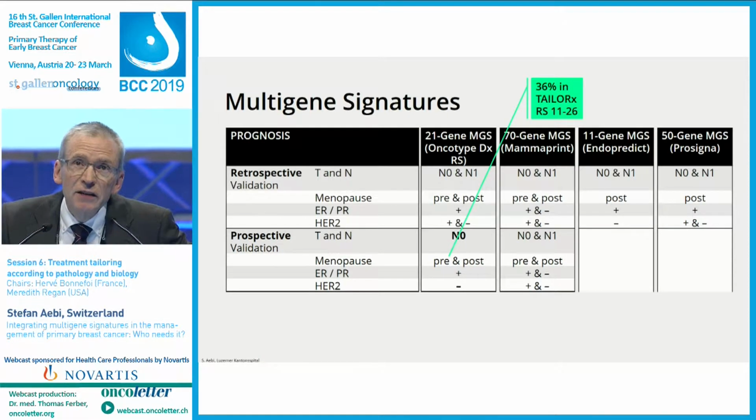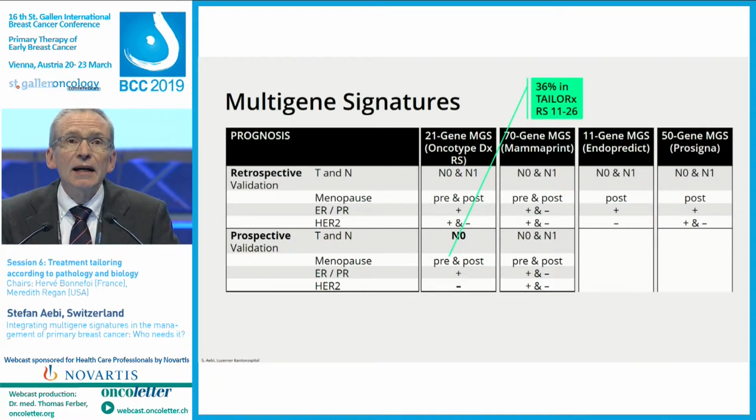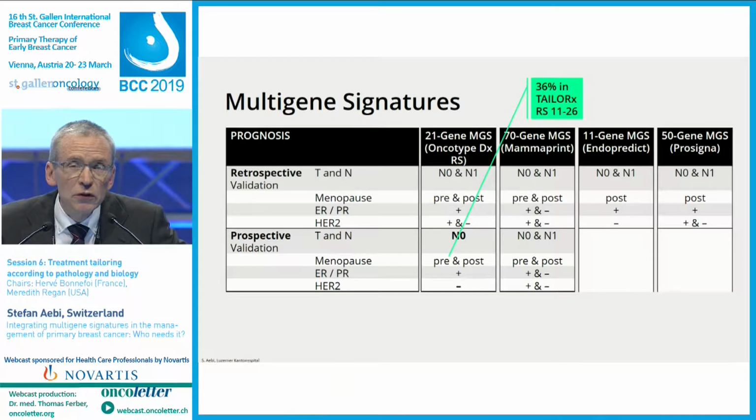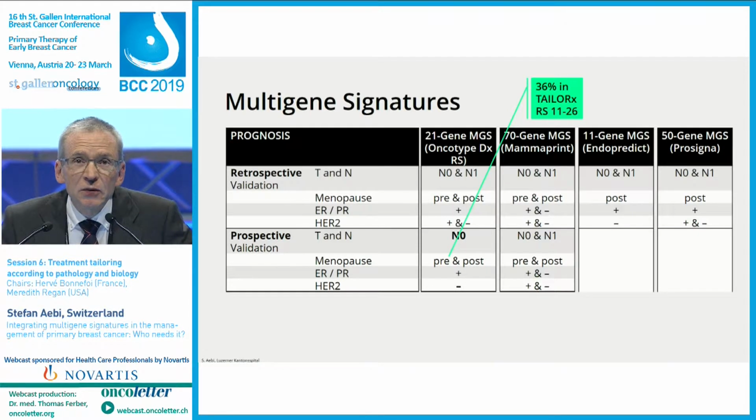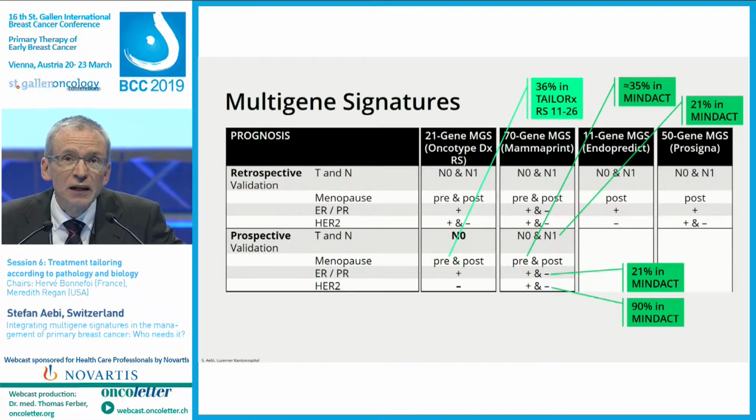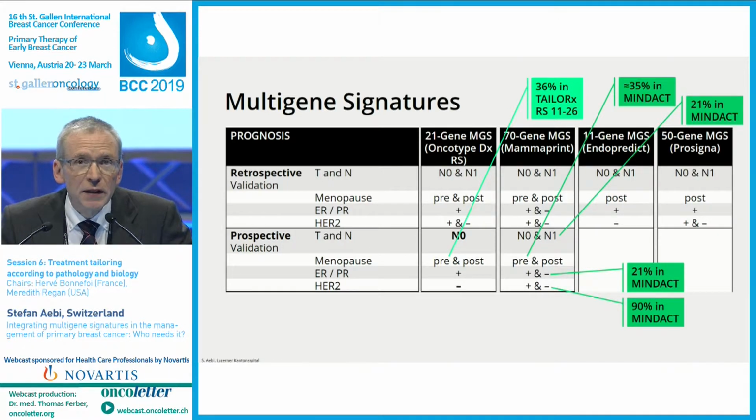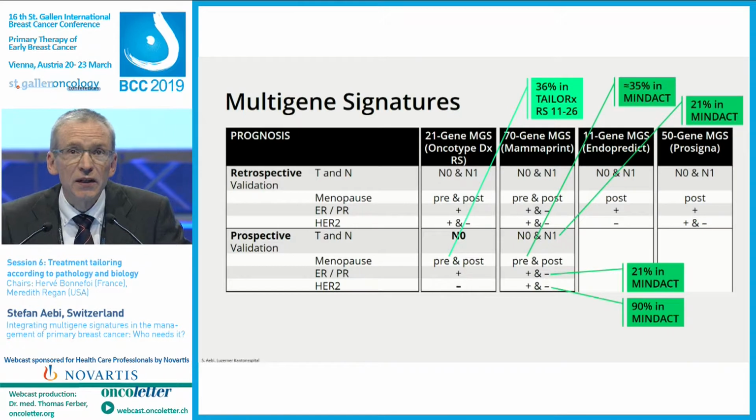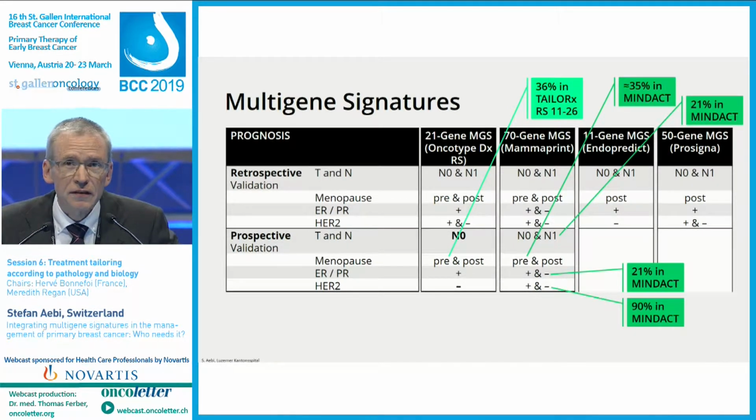In the population included in the intermediate risk category of 11 to 26, about 1/3 of the patients were premenopausal, 2/3 were postmenopausal. The situation is slightly different for MINDACT, where you have N1 disease included, and you have 1/5 of patients who have receptor negative disease, and most patients have HER2 negative disease. So you see that there are differences in the cohorts that were included, and keep that in mind.